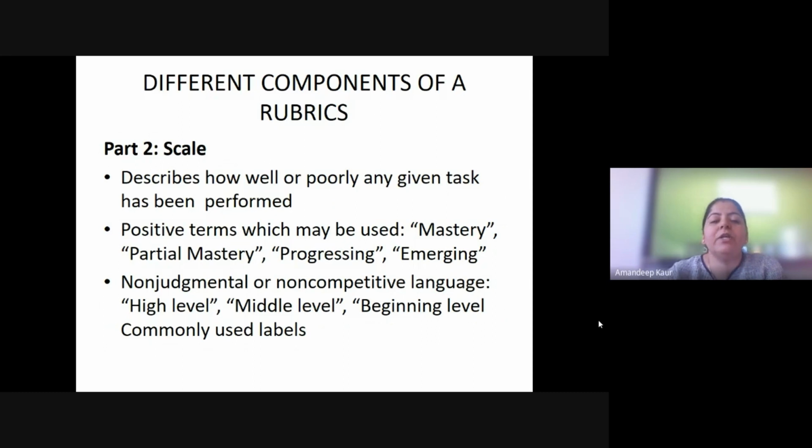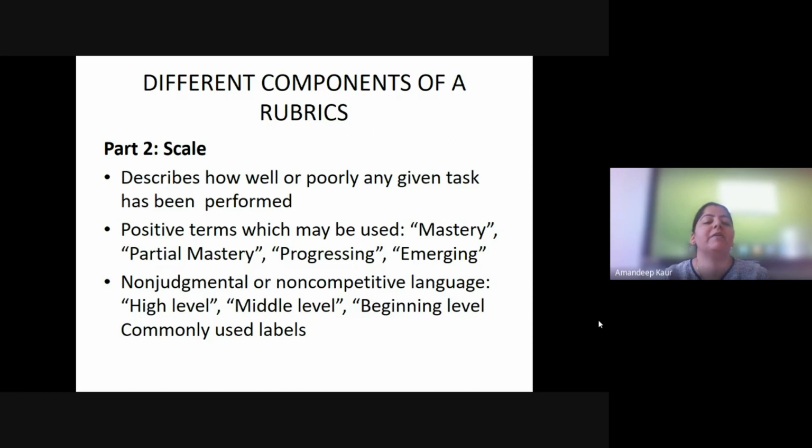The next thing that we need to consider in a rubric is the scale. Scale will describe how well or how poorly. So we need to think upon the continuum, how well or how poorly any given task has been performed. It can be qualitative, it can be quantitative. If you are using a rubric sheet for classroom assessment purposes, try to use positive vocabulary in the scales. If you are using qualitative terms, it can be mastery, partial mastery, progressing, or emerging. It must be non-judgmental and non-competitive language.